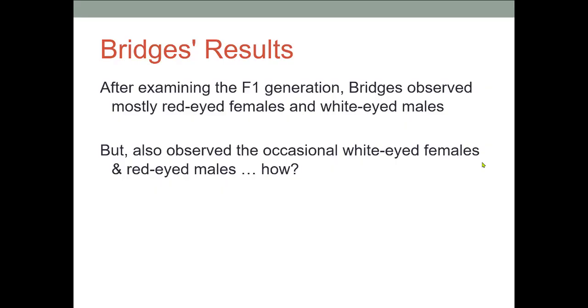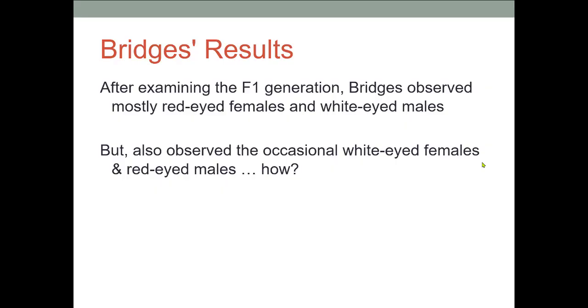And remember, in statistics, just because an event is really, really uncommon doesn't mean it doesn't exist. But you have to count an awful lot of instances to be able to see that uncommon event happen. And this is what Bridges did. So Bridges did observe mostly red-eyed females and white-eyed males. And when I say mostly, I mean like way mostly. But he also observed the occasional white-eyed females and red-eyed males.